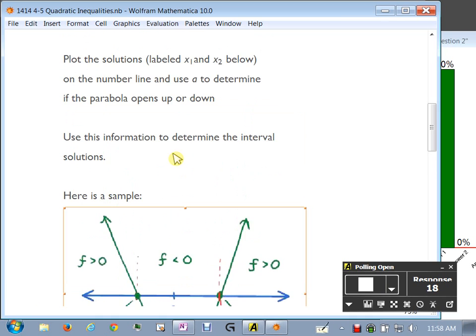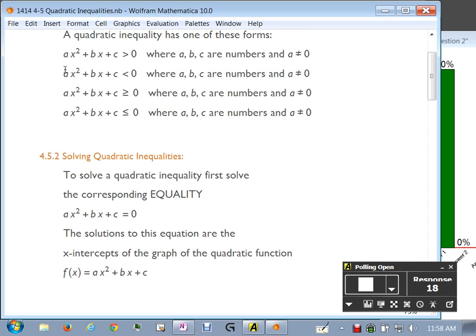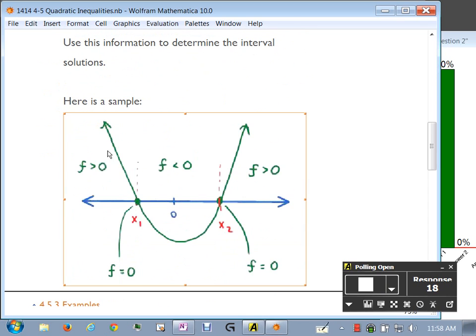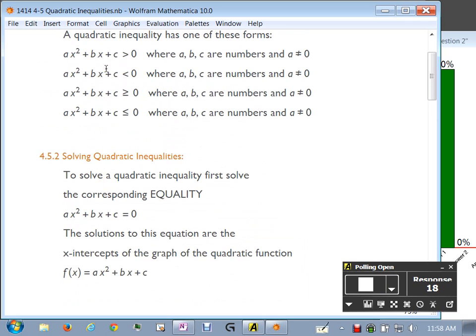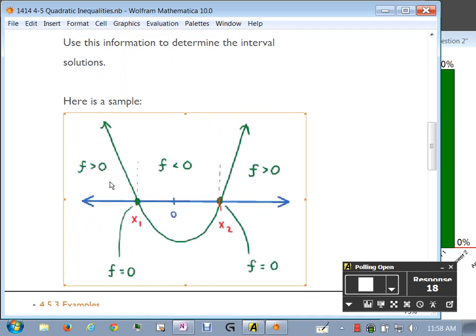Then look at a, that number that was in front up here. If a is positive, you know the parabola opens up, right? If a is negative, you know it opens down. I'm showing you the example where it opens up, right? If I wanted to know where this parabola was greater than 0, I would be saying I want to know when this parabola is above the x-axis, yes? Which would mean everything out this way and everything out this way, yes? If I wanted to know when it was less than 0, you'd be looking inside here.